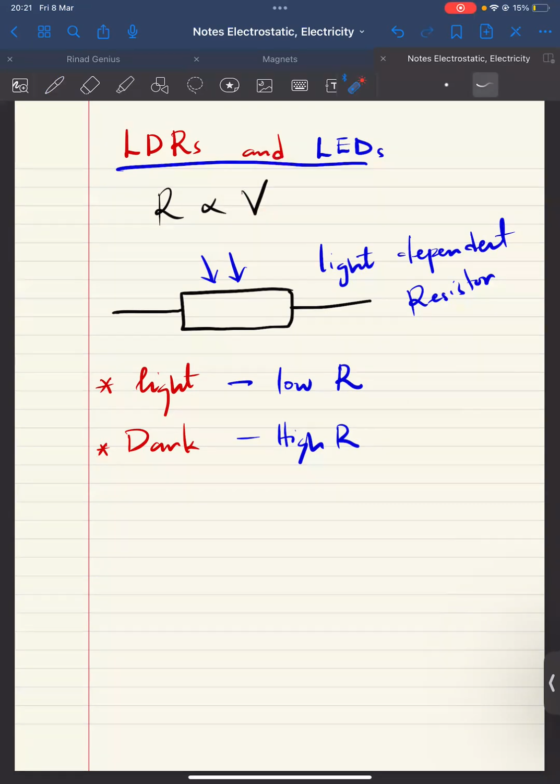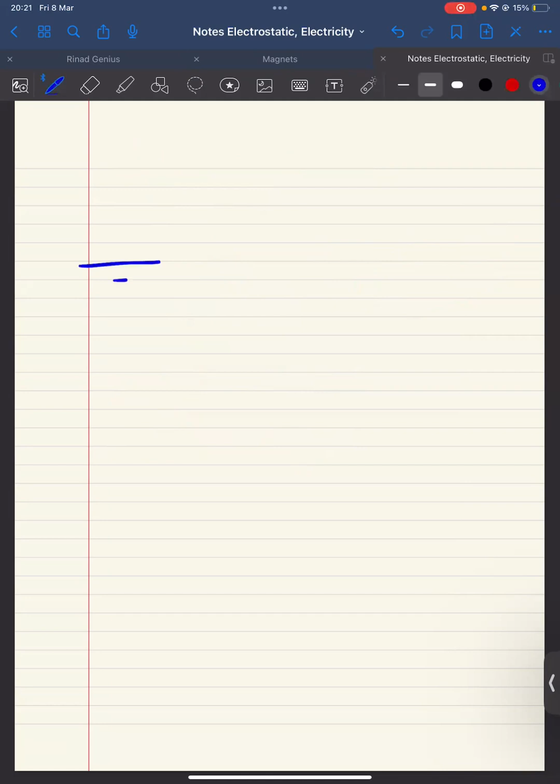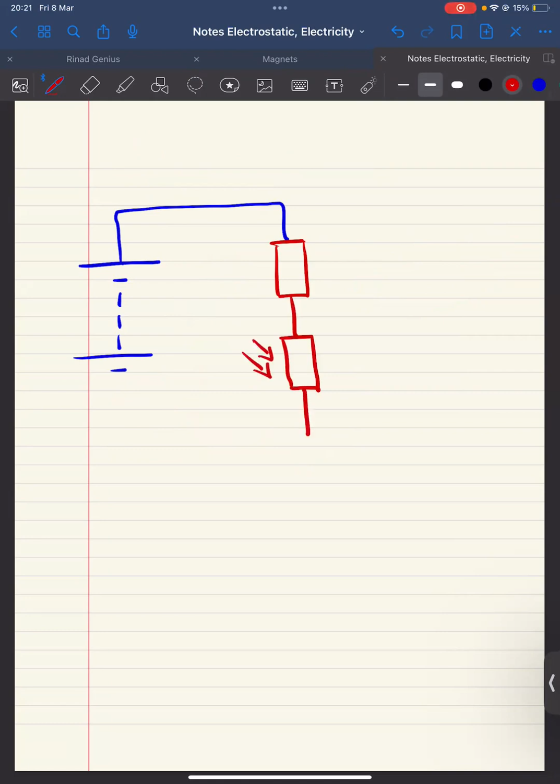So by itself, we cannot use it as a potential divider. But when we connect it in a circuit with something like, let's say, a fixed resistor. So there's a fixed resistor here, and then you have your LDR here. So now we can say this is the fixed resistor, and this is your LDR.